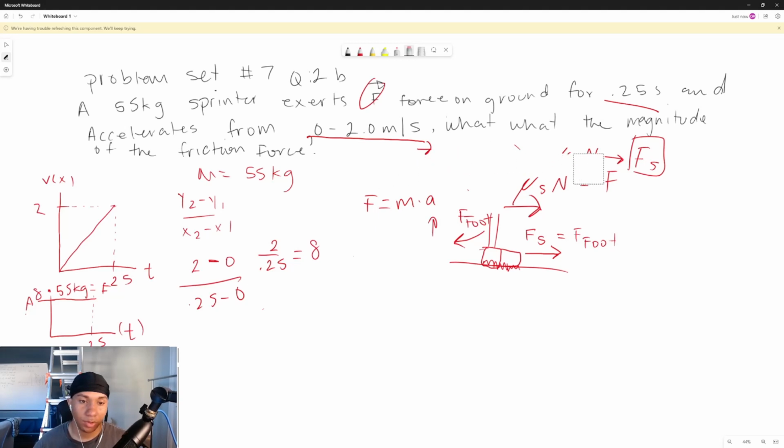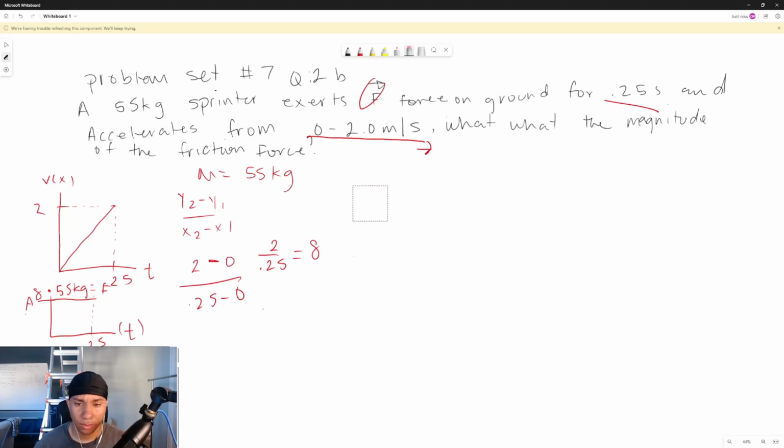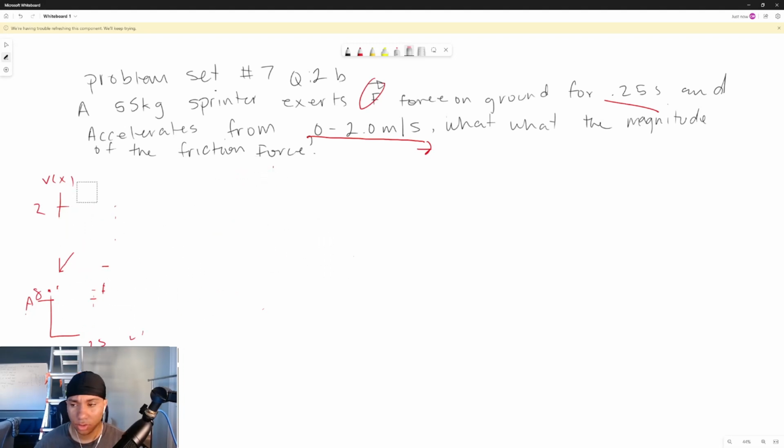I could break this up algebraically. If you guys don't really like playing around with graphs, you could do it like this. I saw Joel do this method. I wasn't thinking about it like this, but this is pretty good. So we can use the definition that a is delta v over delta t. This is the same definition I used, just without a graph.